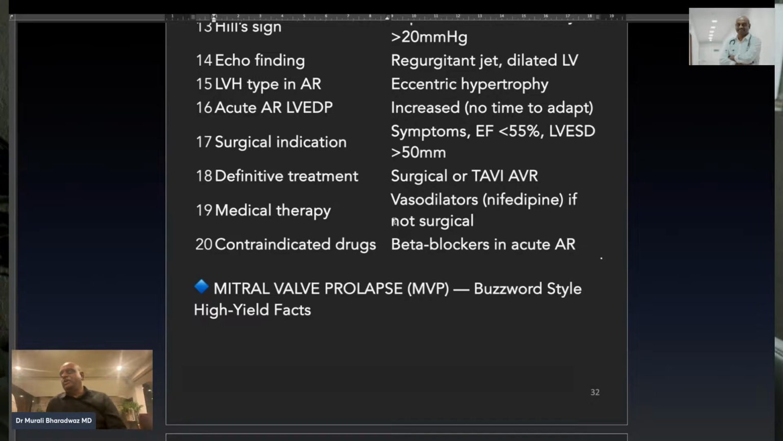Now, acute AR. What is the most important 2D echo finding you will look at? LVEDP, left ventricular end diastolic pressure. Normally at the end of diastole, the left ventricle is supposed to have some pressure. But in AR what happens? It increases. The regurgitant jet is also added. That's the reason LVEDP will increase, is what you need to remember.